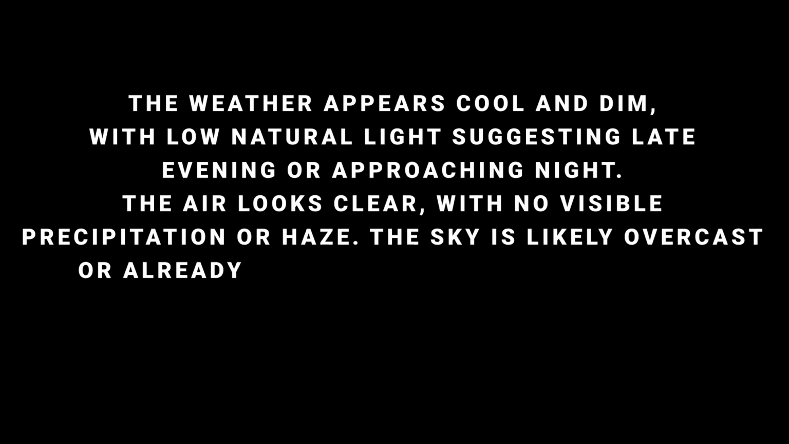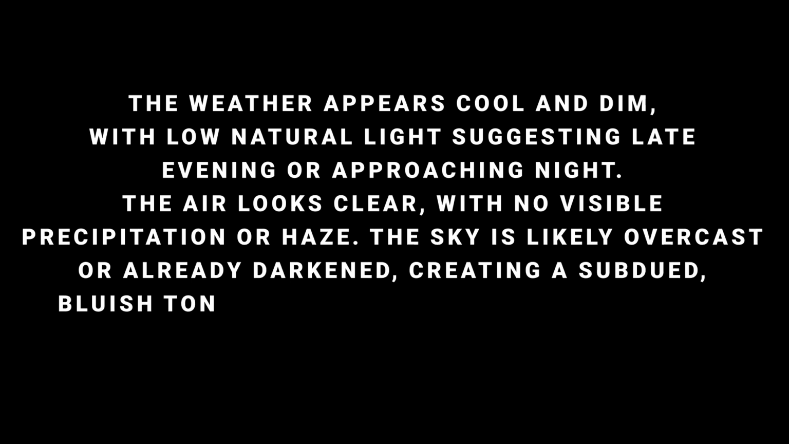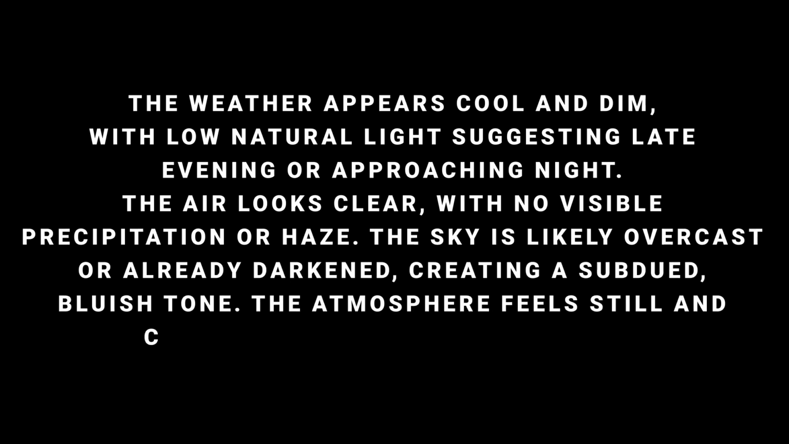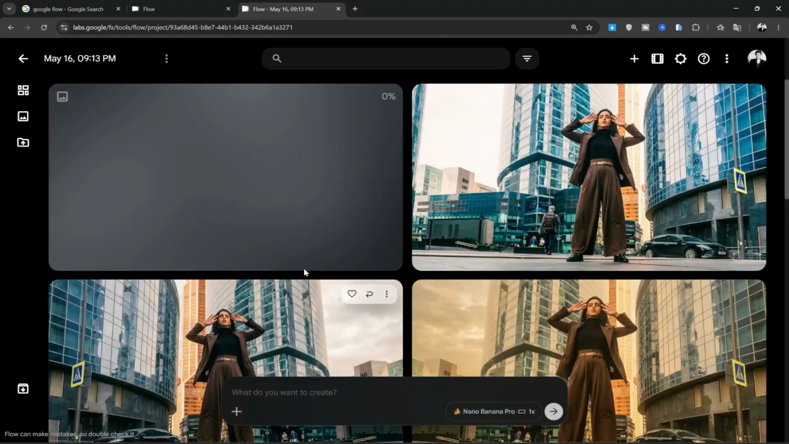The weather appears cool and dim, with low natural light suggesting late evening or approaching night. The air looks clear, with no visible precipitation or haze. The sky is likely overcast or already darkened, creating a subdued, bluish tone. The atmosphere feels still and calm, with no noticeable wind or movement in the air. I'll hit Generate and wait for the image to render.